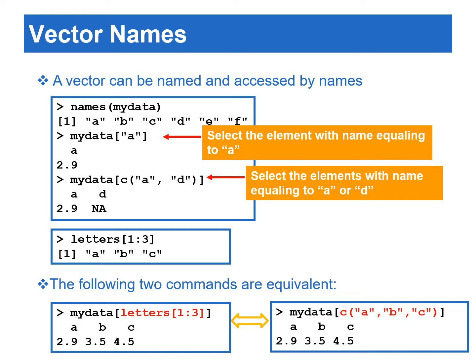The first example returns a vector element with names equaling A. We can group more than one name to access more than one element of a vector, like in the second example. The last example returns elements of my data with names equaling A to C. Letters 1 to 3 returns lowercase a, b, and c. Since a, b, and c are the names of the first 3 elements of my data, enclosing letters 1 to 3 within the square brackets returns the first 3 elements of my data.